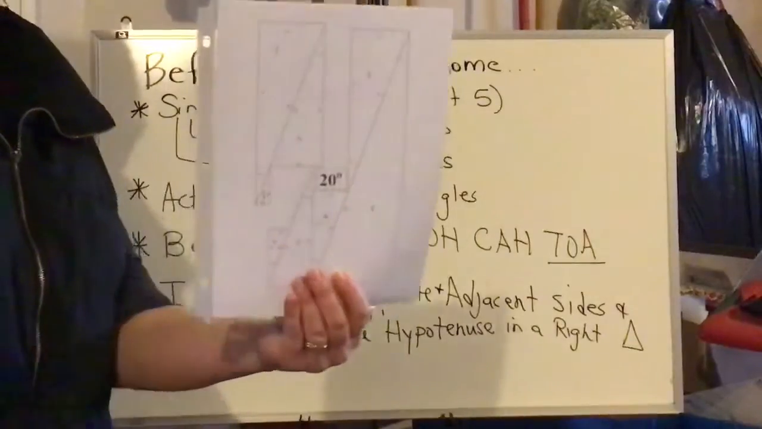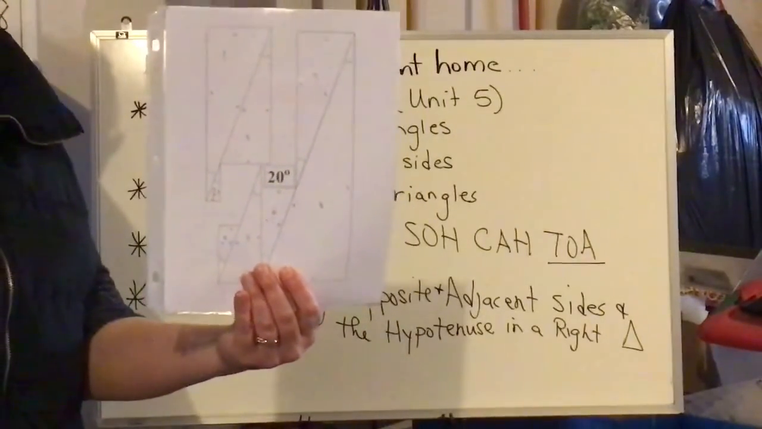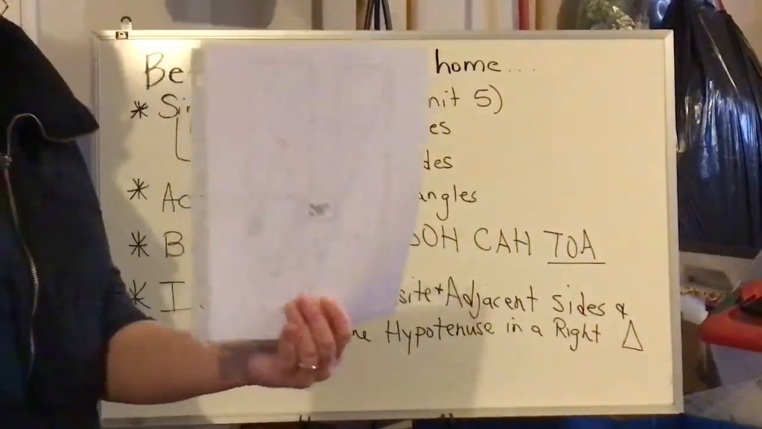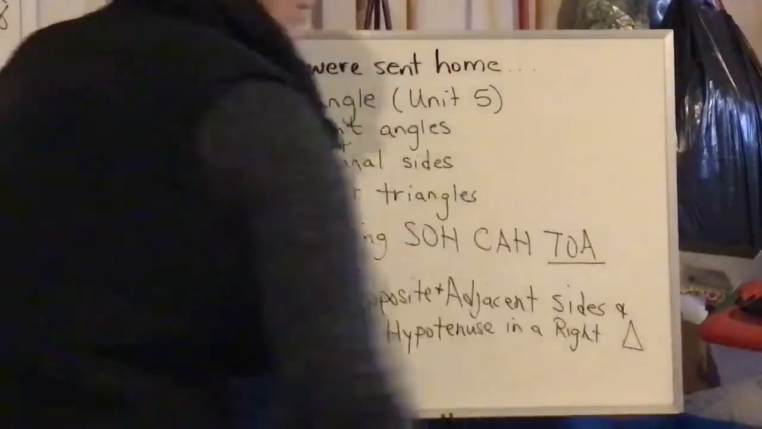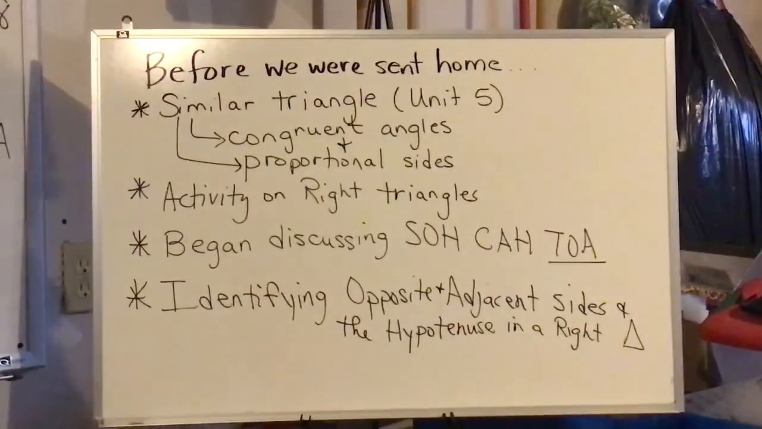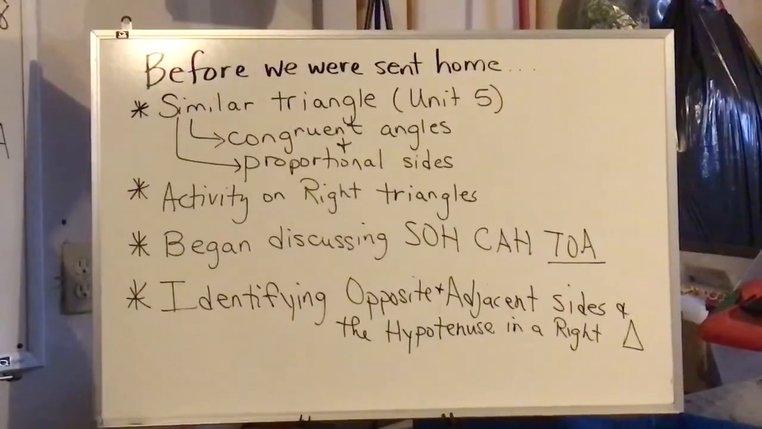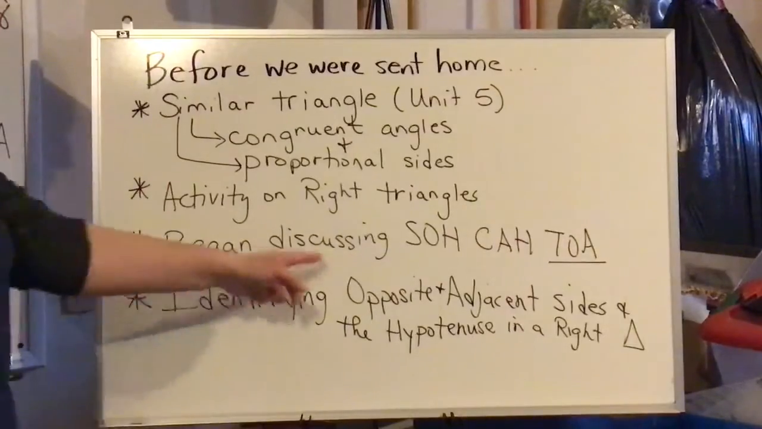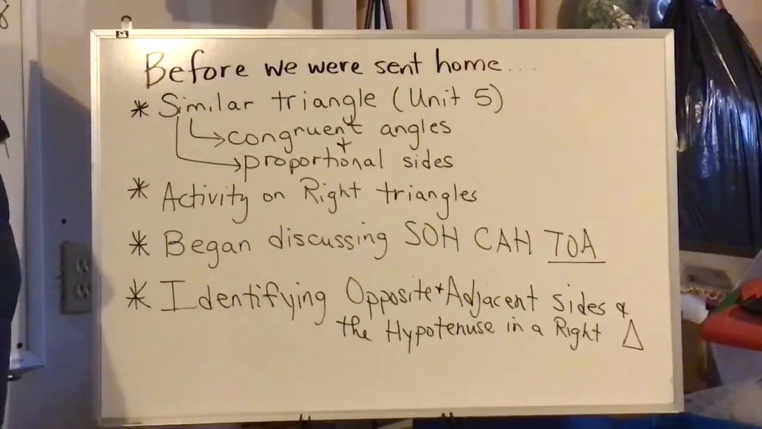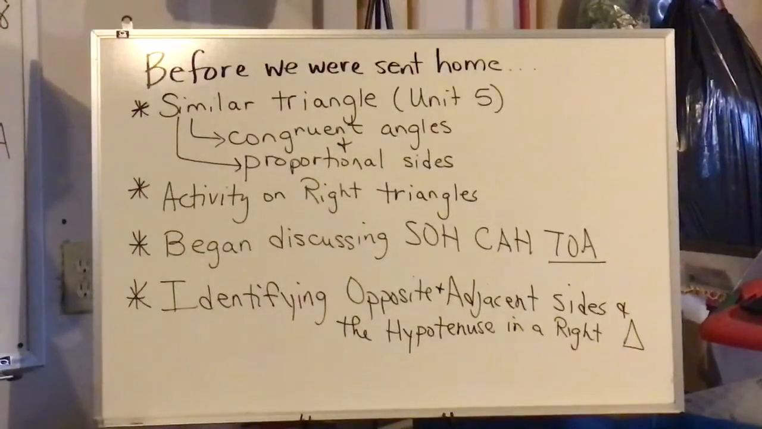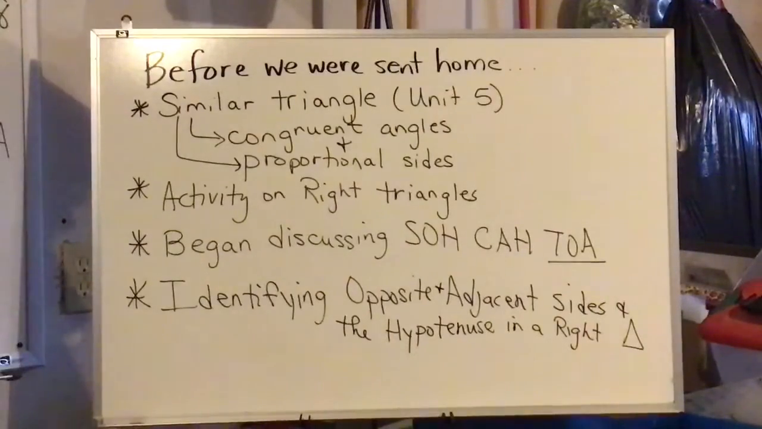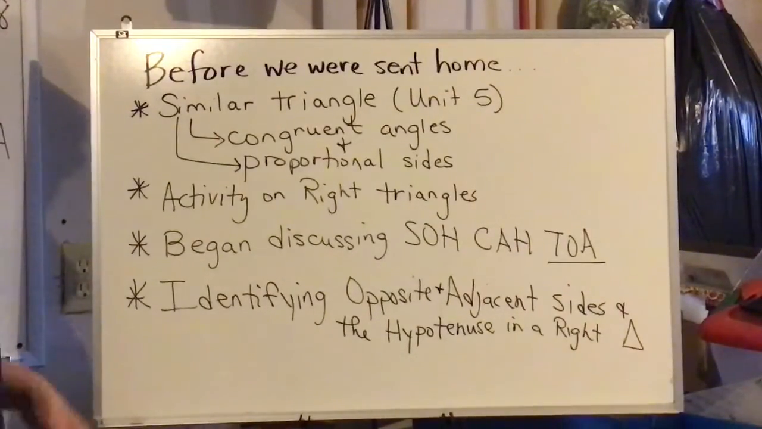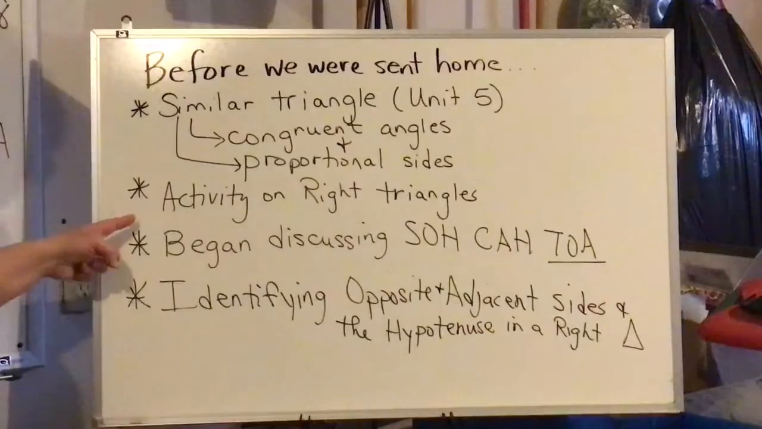Then we did an activity on right triangles where you had to measure all the sides of these triangles and write ratios comparing certain ones. And when we did that, we found out that the ratios were always the same, which led us into talking about sine, cosine, and tangent, the three basic trig functions that we're going to concentrate on in Unit 6. And we always use those with right triangles.